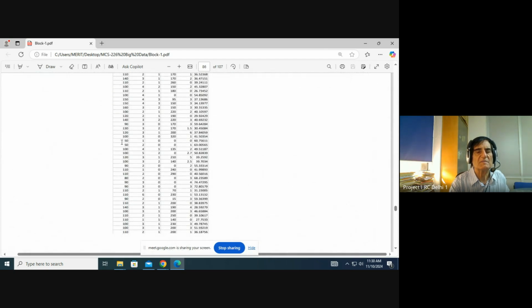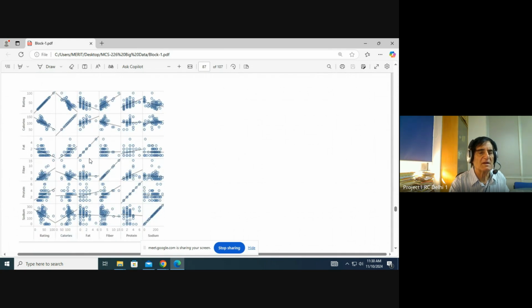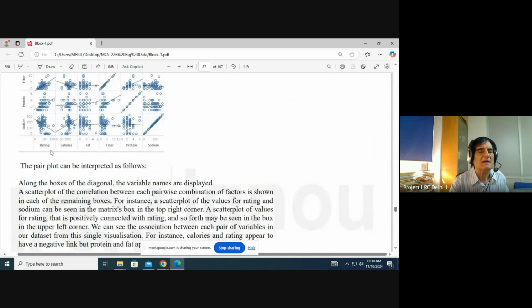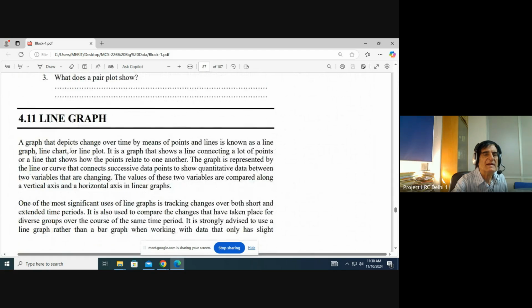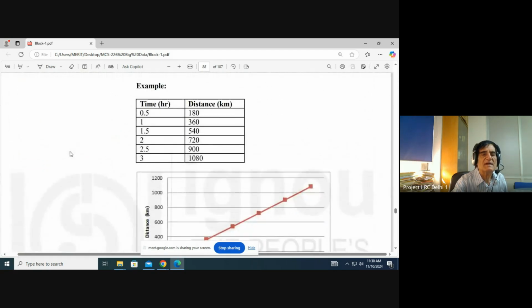ये देखो इसका ये प्लॉट बना कैसा है, all these plots are made. These pair plots can be interpreted as follows. Along the boxes of the diagonal, ये diagonal boxes में क्या है? On the diagonal, the variable names are displayed. A scatter plot of correlation between each pairwise combination of factors is shown in each of these. So that type of thing.